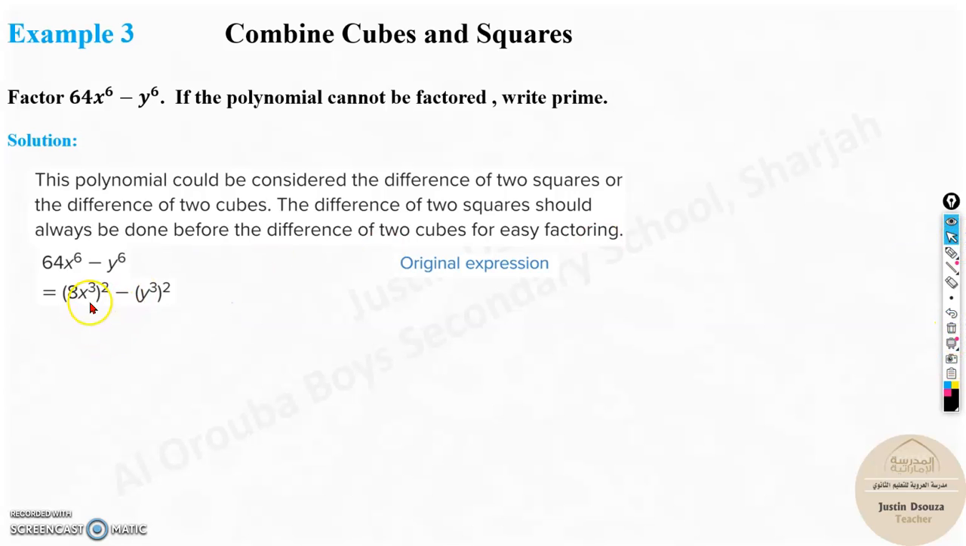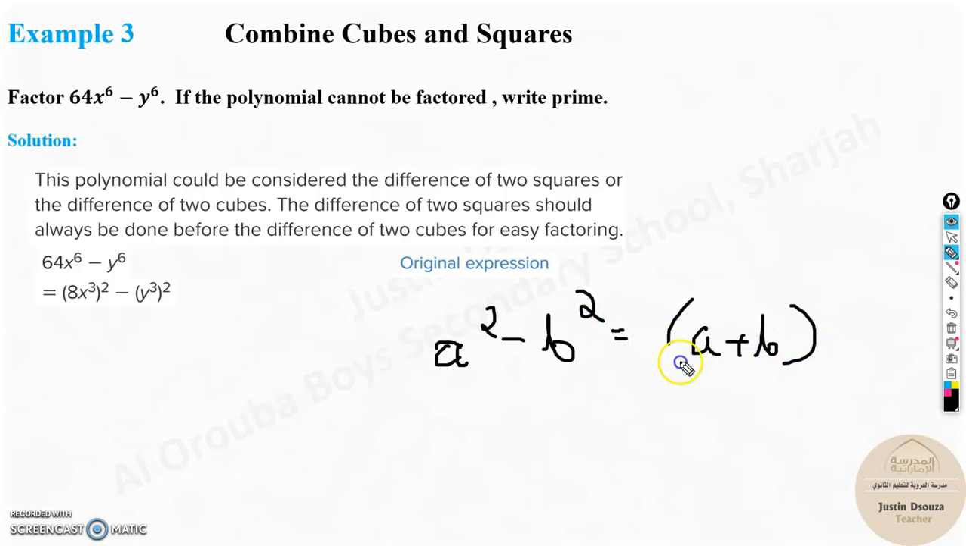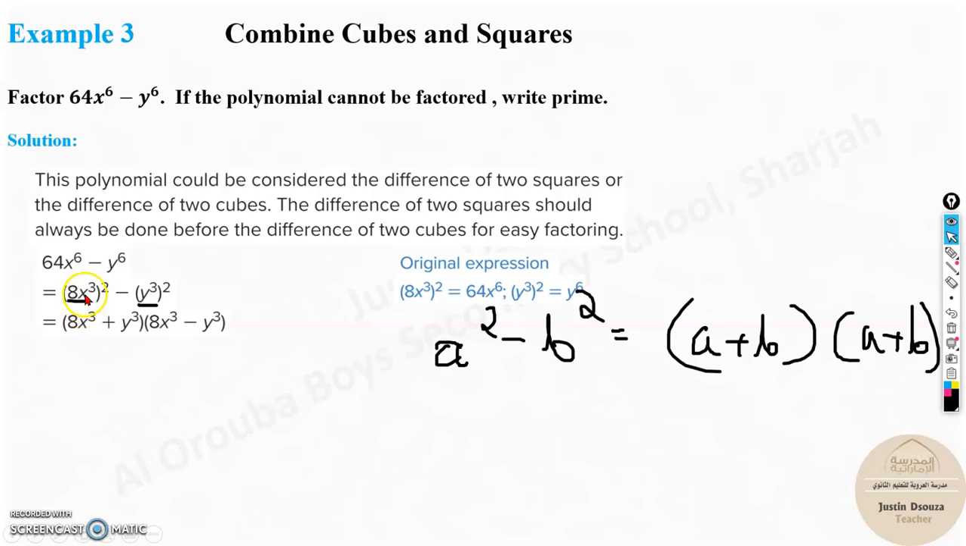Now what happens is you have the square, so apply the square formula. There are plenty of formulas over here. It is the a square minus b square formula. You will get a plus b, a minus b. Okay, this is the identity. Now over here a is this 8x cube and b is y cube. So you will have to substitute over there. Now it will be 8x cube plus y cube, and over here we have 8x cube minus y cube.